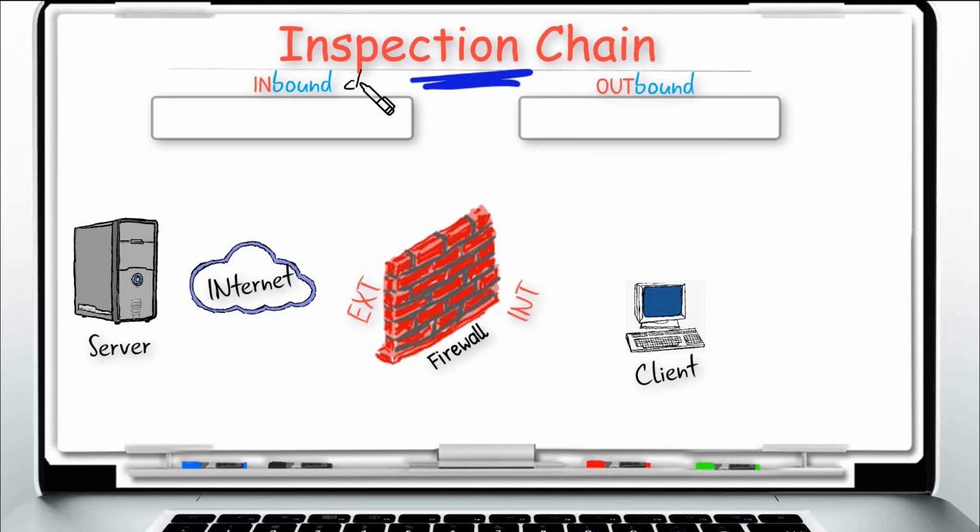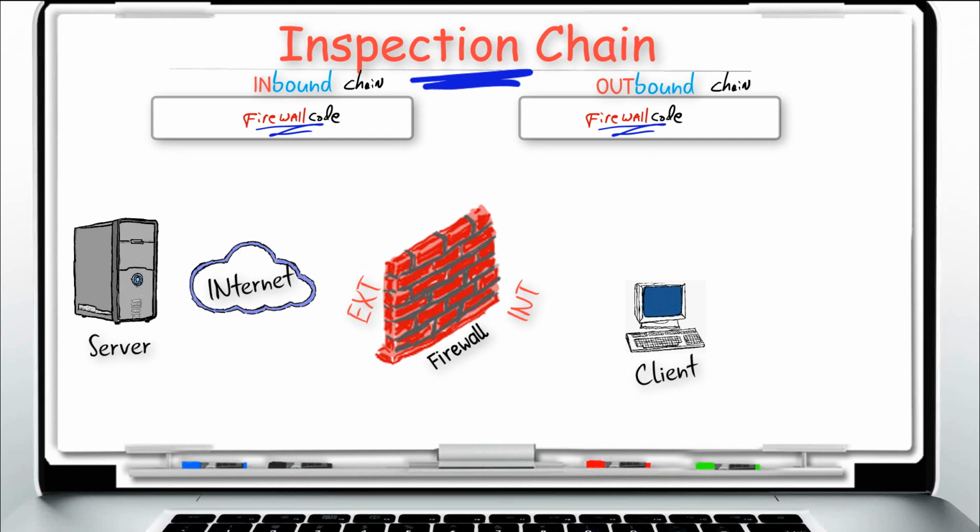We call these the inspection chains. This is the inbound inspection chain, and this is the outbound inspection chain. But we more commonly just refer to them as the inbound chain and the outbound chain. The firewall inspection code will be enforced on both the inbound chain and also on the outbound chain. So if a packet is coming in to the internal interface, it will be inspected by the firewall code in the inbound chain. And if a packet is leaving the internal interface, it will be inspected by the firewall code on the outbound chain. The same thing happens on the external interface.